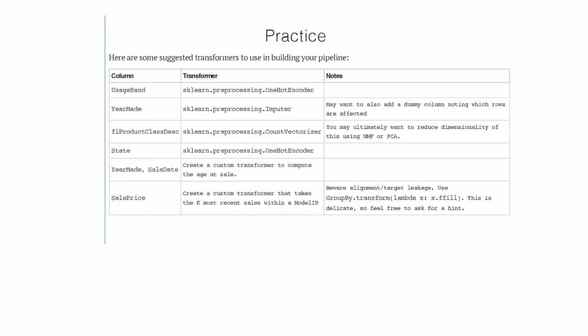And so here are some suggested things that you might try to attempt with this data. There's a column called usage band, which is ordinal in some way: high, medium, low. You can use the sklearn preprocessing one hot encoder transformer pretty much directly on that. Careful using one hot encoder if you're trying to fit an unregularized linear model. It introduces some collinearities.